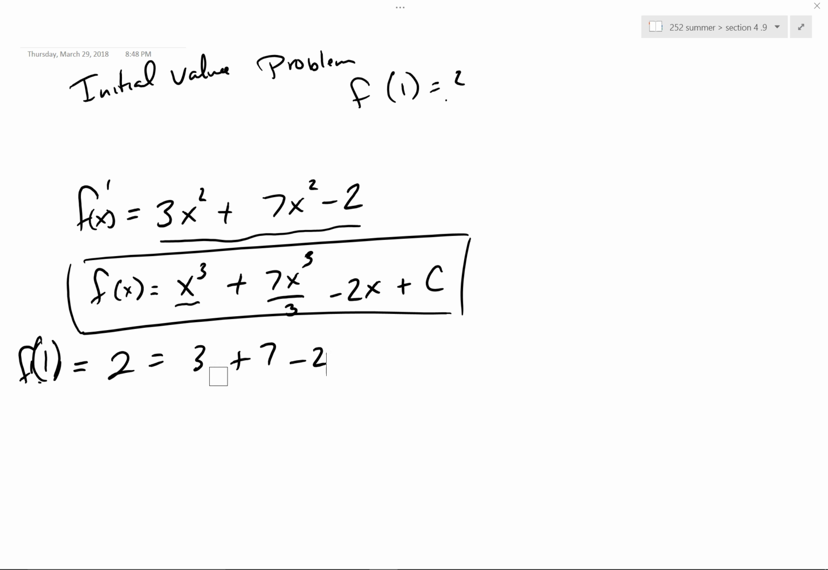Oops, where'd I go? 3. No, not 3. Let me try again. We're putting a 1 into here. It's going to give you 1 plus 7 thirds minus 2 plus a constant.